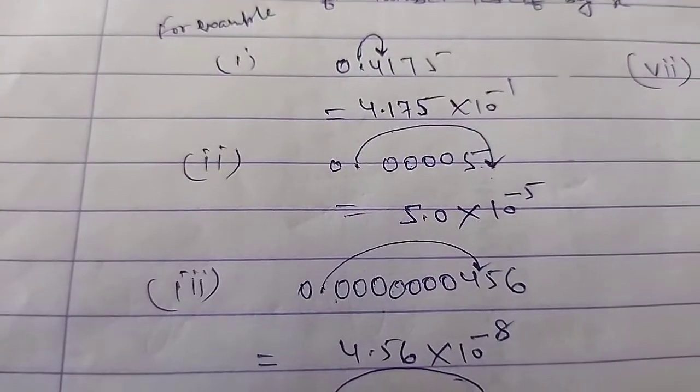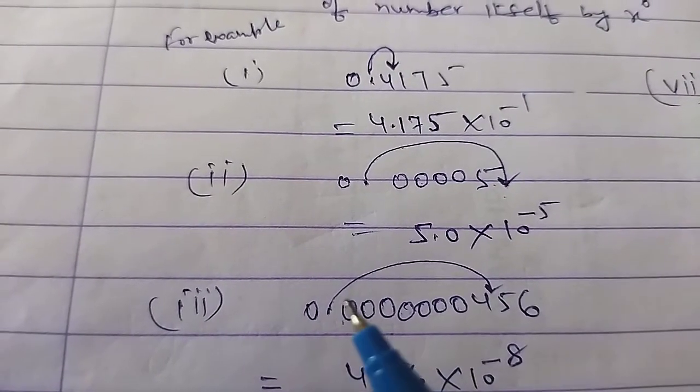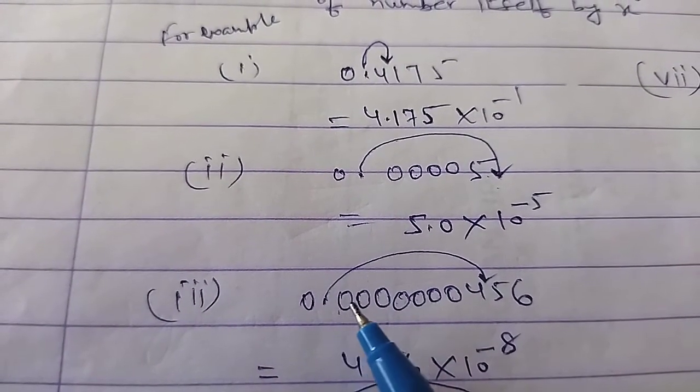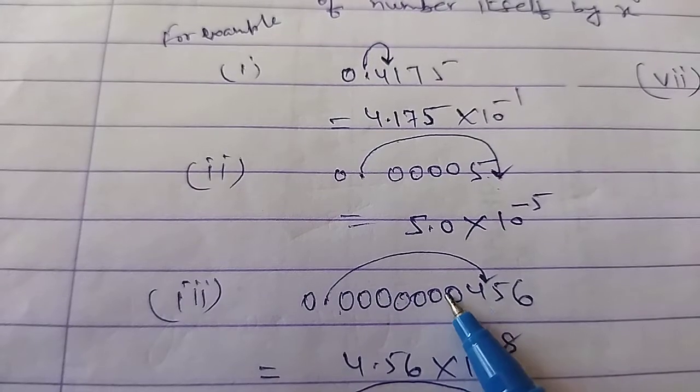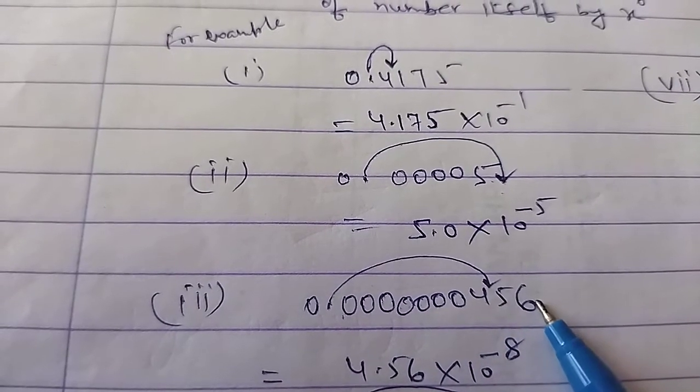See the third one now. Suppose the number after the decimal is 1, 2, 3, 4, 5, 6, 7 zeros and then 4, 5, 6.